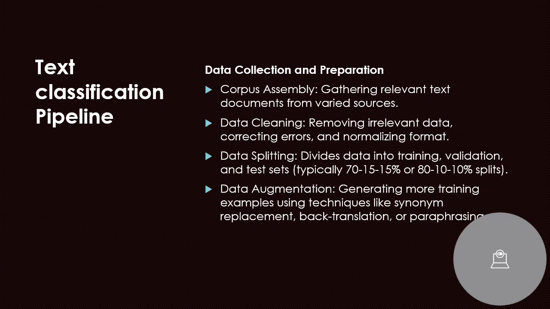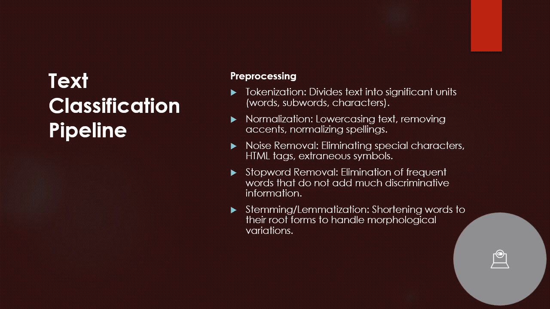Data augmentation. To improve the model's robustness and generalization, additional training examples can be generated using techniques like synonym replacement, back translation, and paraphrasing. Step 2 of the workflow, which is pre-processing. Tokenization. The text is divided into smaller units, such as words, subwords, or characters, which we call tokens. Normalization. Text is transformed to a standard format by lowercasing, removing accents, and normalizing the spellings.